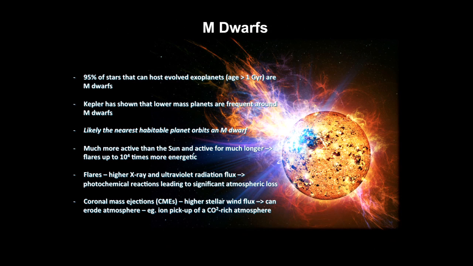Kepler has shown that low-mass planets are very frequent around such M dwarfs, and they're becoming an increasingly important class of planet for discovery and follow-up. Likely the nearest habitable planet will orbit an M dwarf. However, M dwarfs are much more active for much longer than stars like the sun. They flare intensely, sometimes up to 10 to the 4 times more than the largest solar flares.